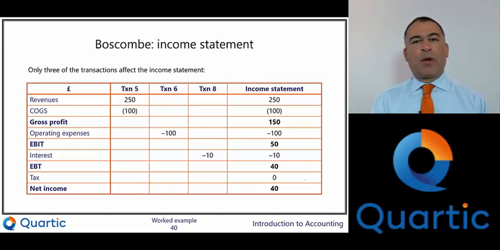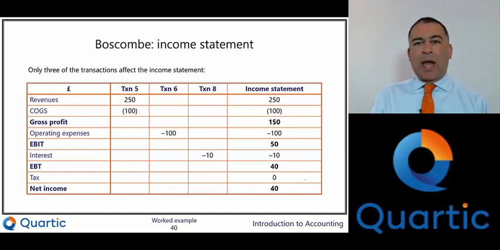Then we had our shop assistant that needed paying, and we paid them £100, and so there, transaction 6, £100 comes out. It's an operating expense. And then transaction 8 was the interest. Again, we've described that as an accrued expense because of the debt, and that brings the net income down to just 40. Now, no other transaction affects the income statement.